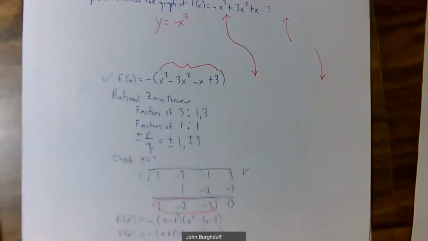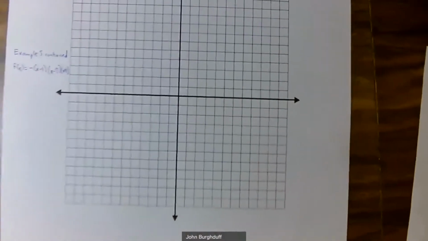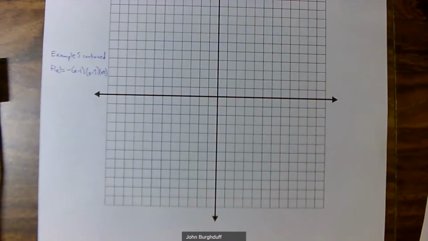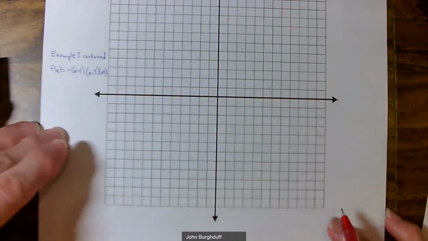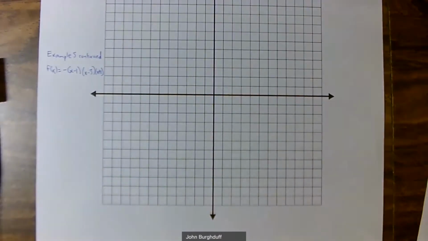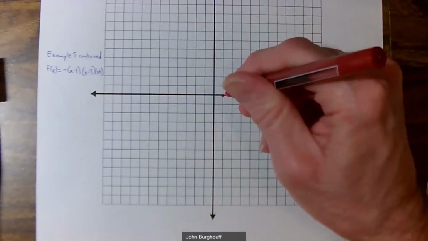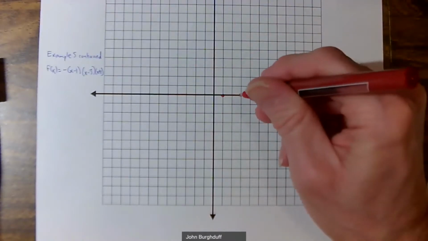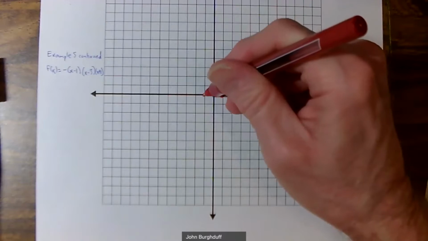Now let's get some graph paper and see how this turns out. Here I've written my function in its factored form just so we don't have to go back and think about it. Remember the end behavior though. And now let's locate all of our intercepts. We know that because of the x minus 1, there's an x-intercept at 1. Because of the x minus 3, there's an x-intercept at 3. And because of the x plus 1, there's an x-intercept at negative 1.